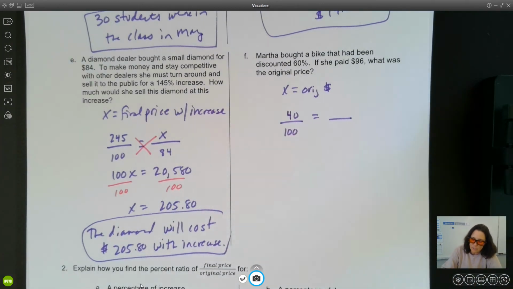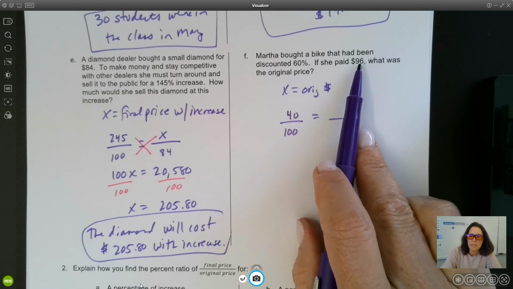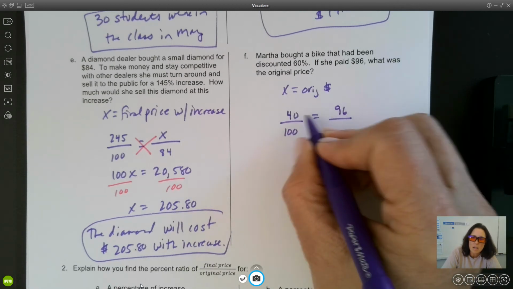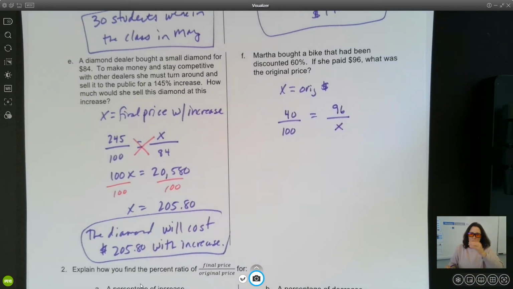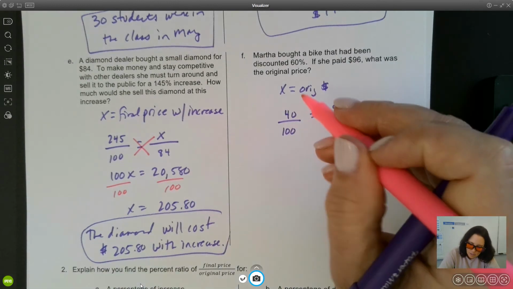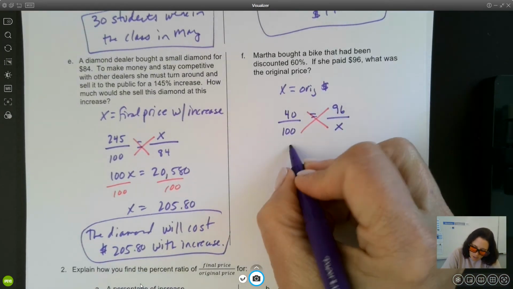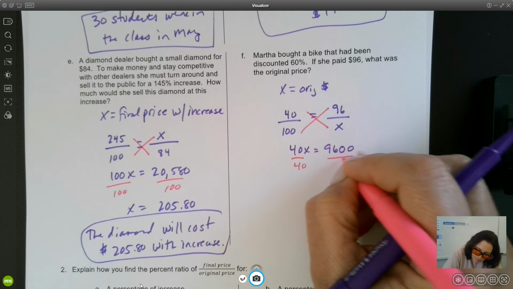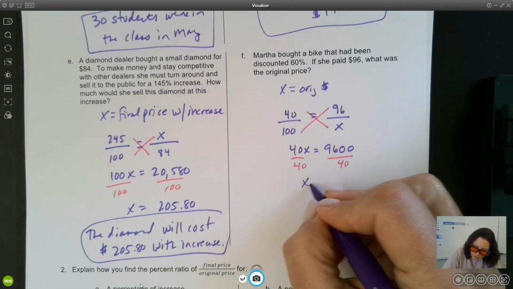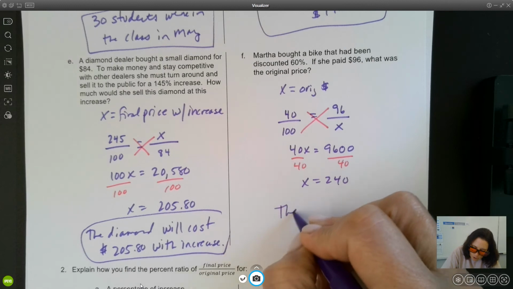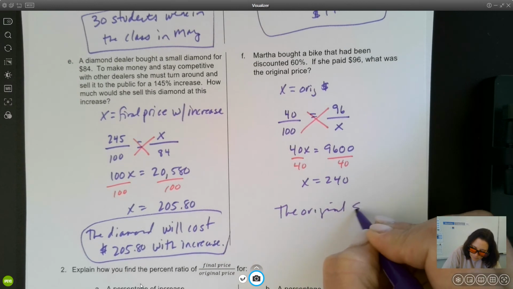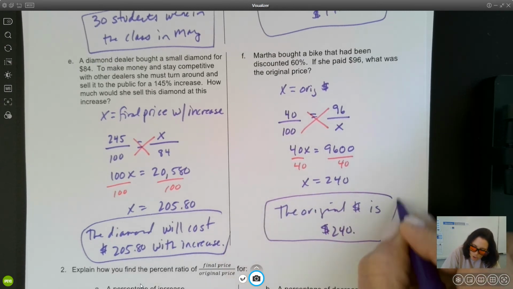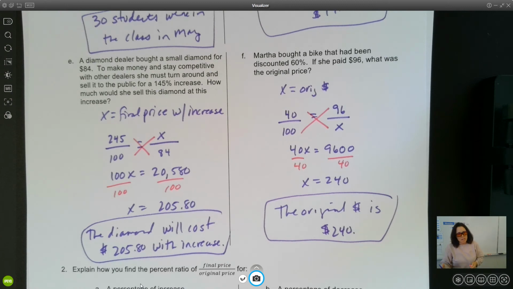Okay, now be very careful. 96 bucks is what she paid after it had been discounted. So 96 goes with the 40% on the top, and we're looking for the original price this time. So this is 40x equals 9,600. Divide by 40. That comes out to be 240. The original price is 240 bucks. Okay, that's how much the bike costs before it was discounted.